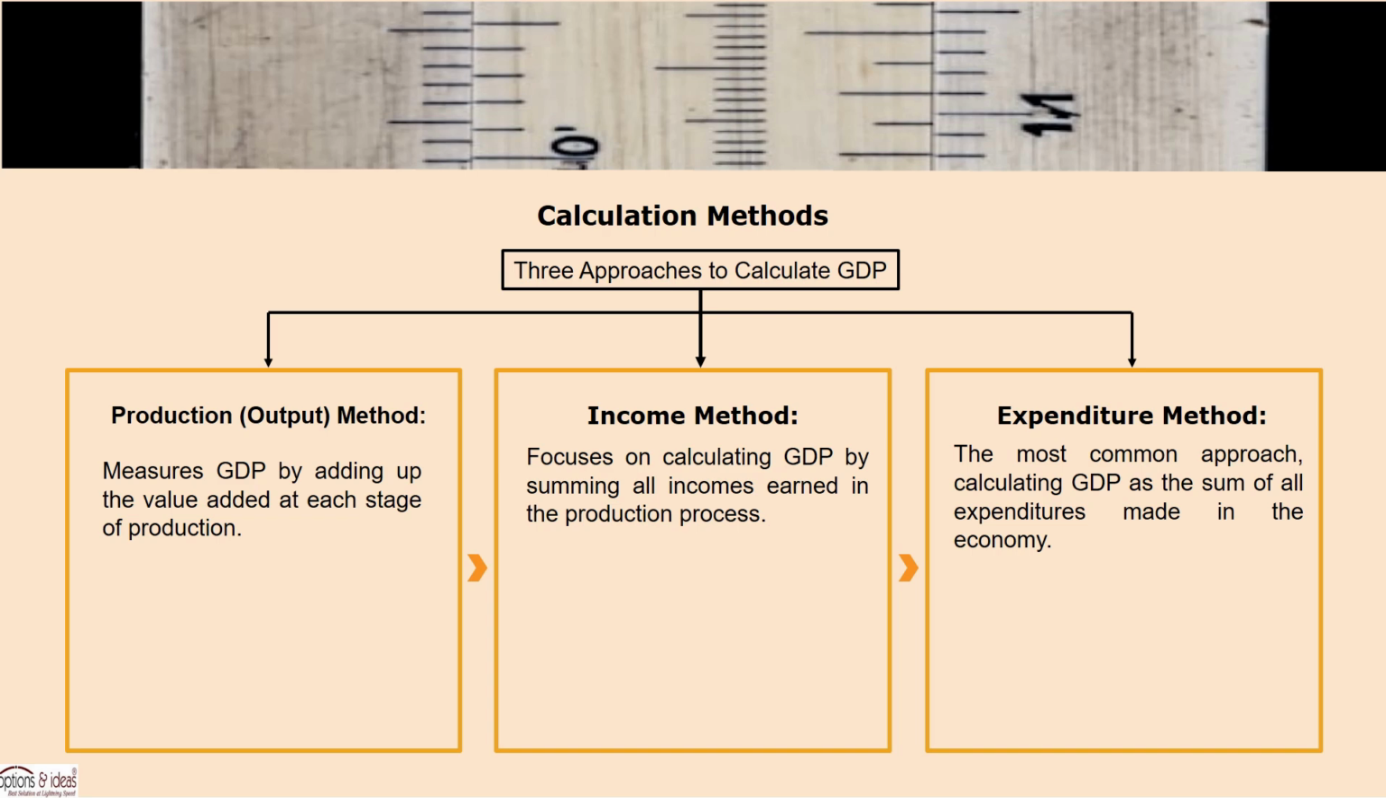Calculation methods. Three approaches to calculate GDP. Production, output, method: measures GDP by adding up the value added at each stage of production. Income method: focuses on calculating GDP by summing all incomes earned in the production process. Expenditure method, the most common approach: calculating GDP as the sum of all expenditures made in the economy.